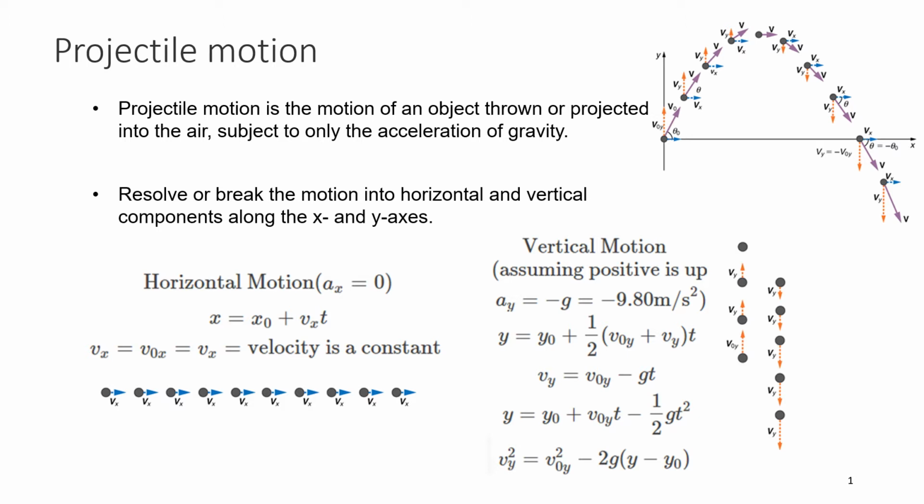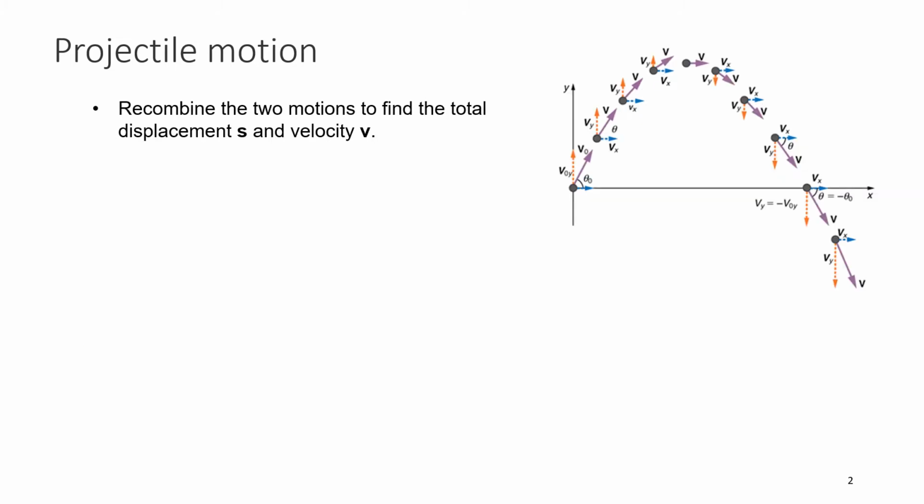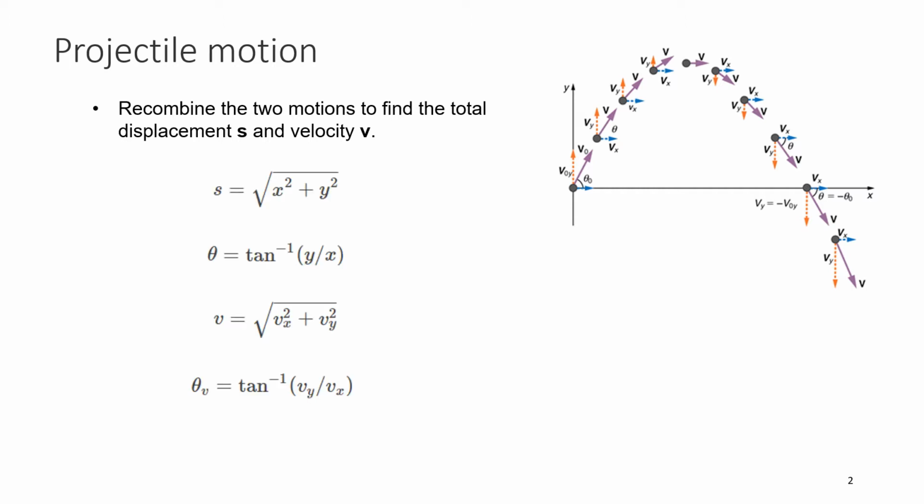We may notice that the only common variable between the horizontal and vertical motions is the time t. After we solve for the unknowns in the two separate motions, we recombine the two motions to find the total displacement s and the velocity v. This picture shows how the x and y motions are recombined to give the total velocity at any given point on the trajectory.